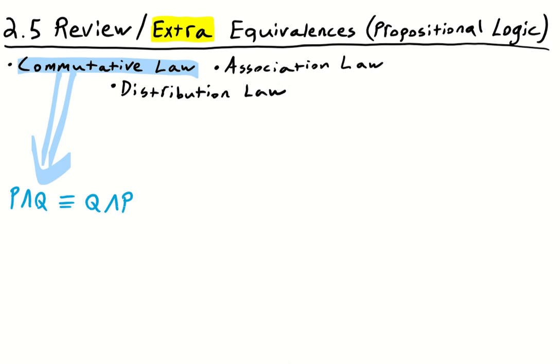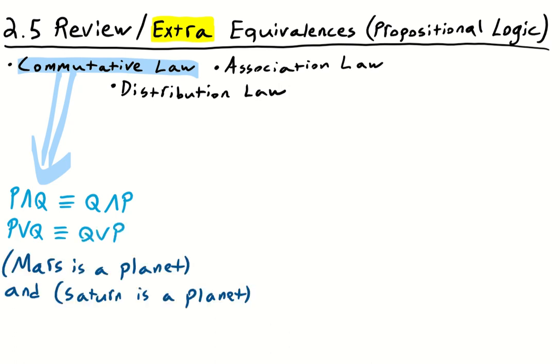The order doesn't matter. There's no superiority of the first sentence versus the second sentence. Again, order doesn't matter. And likewise with the disjunction, P or Q is logically equivalent to Q or P. For example, Mars is a planet and Saturn is a planet. If we just reverse these two individual atomic sentences, if we flip them, the meaning is exactly the same thing. Saturn is a planet and Mars is a planet.